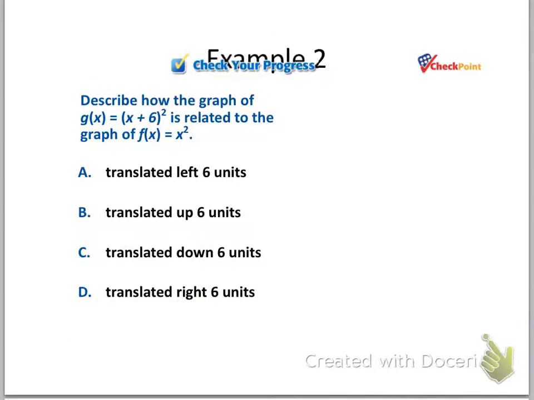All right, let's try this one. We've got a +6 here inside the parentheses, so that's meaning left or right. It's +6, so it's the opposite of what we think. It's going to be left 6 units.